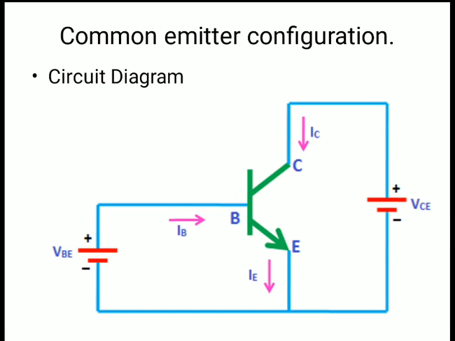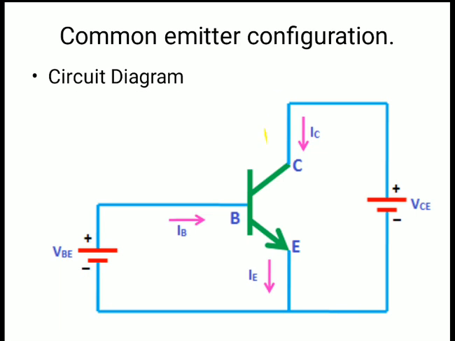Okay, so hello everyone. Let's start with the next topic, that is the common emitter configuration. In the last lecture we went through the common base configuration. So the next one is the common emitter configuration. You can see that the emitter is connected to the base and also to the collector, so that is why we can say it is a common emitter configuration.